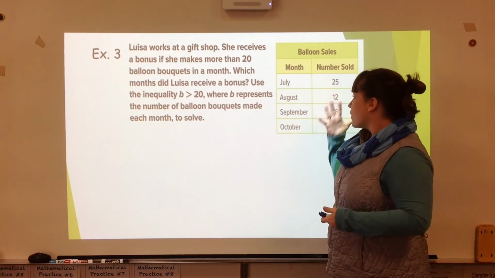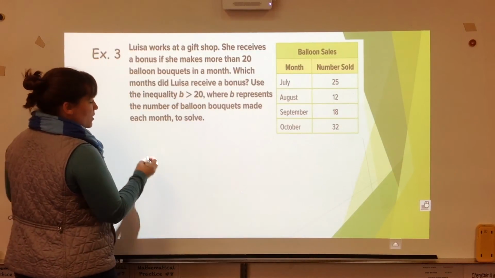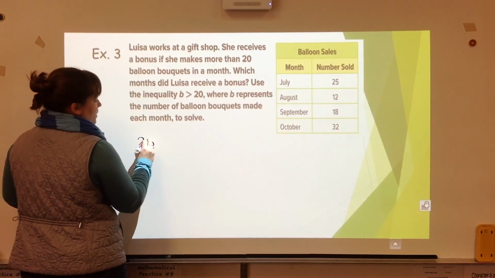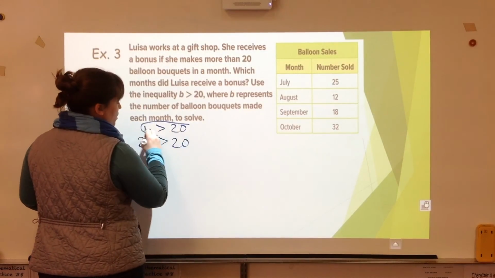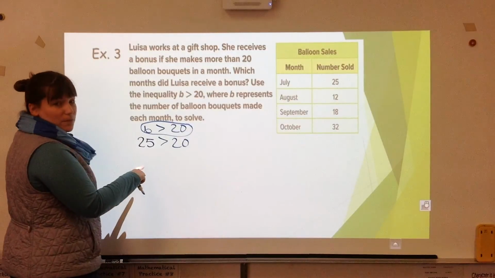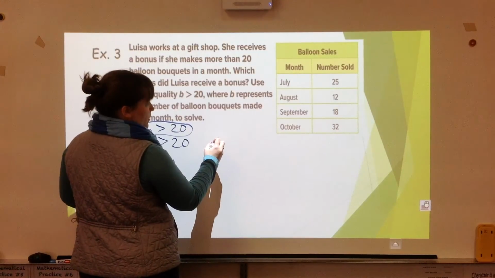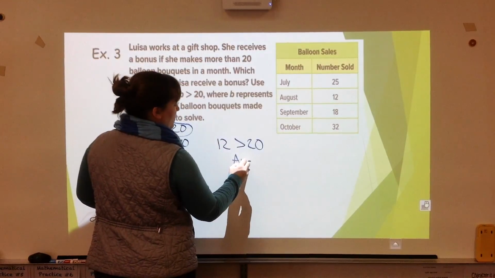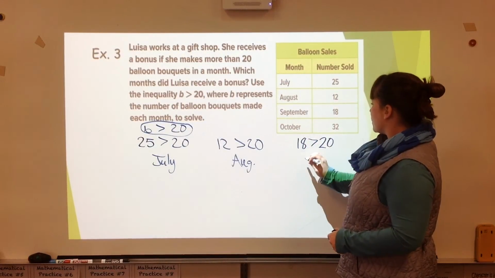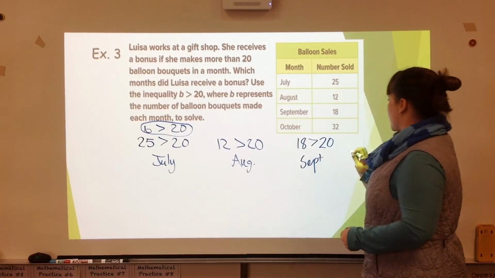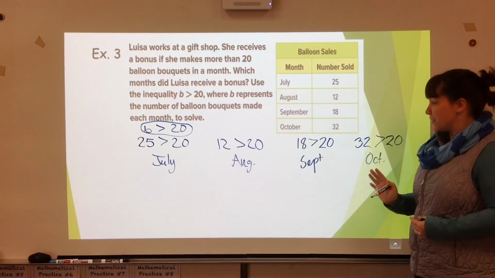For this situation, we have a table of information that we need to test out. And this becomes 4 pluck and plop problems. We're going to use this inequality, and we're going to plop in each month and see if it works. So B greater than 20 is the original inequality. We're going to pluck and plop 25 in, and this is for July. We're going to do the same for August, and I'm just labeling it August to keep track and keep straight. 18 greater than 20 for September, and last but not least, October ends up being 32 greater than 20.